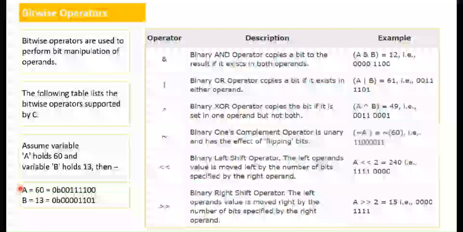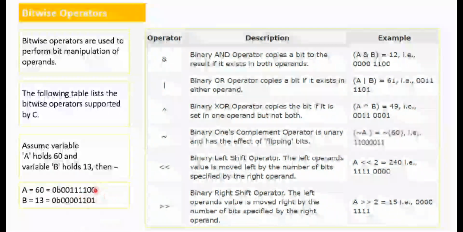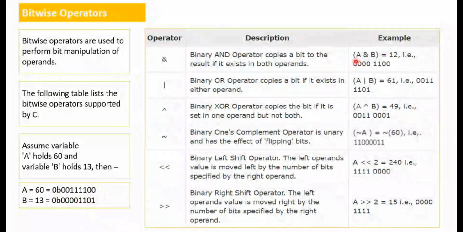So if you see the same thing with this operator, like in A and B, wherever there is 1, the output is 1. If any of the operand is 0, then output is 0. Therefore, it is equal to 12.